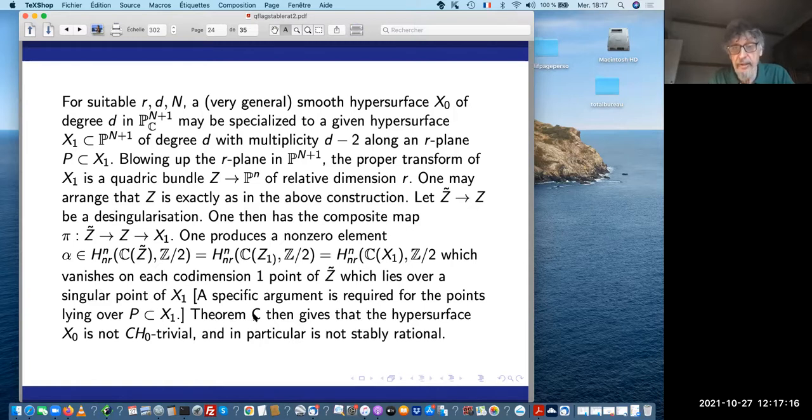And then you can use theorem C, and that gives that the hypersurface X0 is not C0 trivial, and in particular is not stably rational. Because we get this cohomology class for Z tilde, which is non-trivial, and which vanishes at all the codimension one points of Z tilde which lie over the singular points of X1. But as I said, because X1 is not a quadric bundle, there's a specific argument which is required for the extra points which have been introduced in the blow-up.